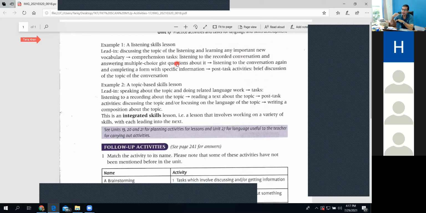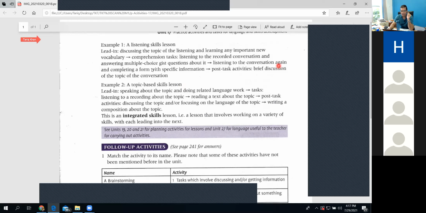Comprehension task means understanding that thing comes after it. First is the discussion to make their mind clear about it. Listening to recorded conversation and answering multiple choice guess question about it. Then listening to the conversation again, because usually they play the listening part twice. It is not once. In the IELTS test, it is once, but in the rest of the Cambridge tests the listening part is played twice. Right. So that's why they are saying second time.